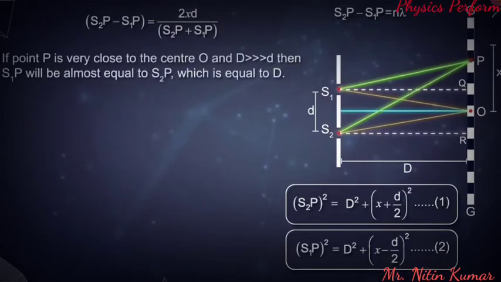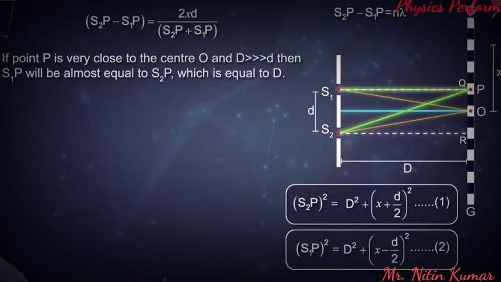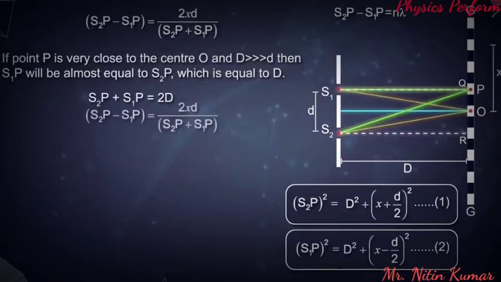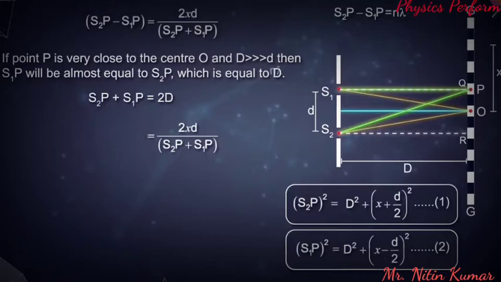If the point P is very close to the center O and capital D is far greater than small d, then S1P will be almost equal to S2P, which is equal to capital D. Therefore, S2P plus S1P is equal to 2D. Replacing S2P minus S1P by n lambda and S2P plus S1P by 2D, we get n lambda is equal to 2xd divided by 2D. Therefore, x is equal to n lambda D divided by d.